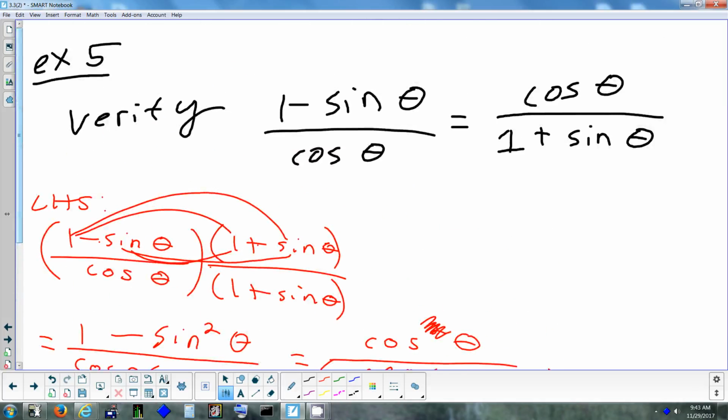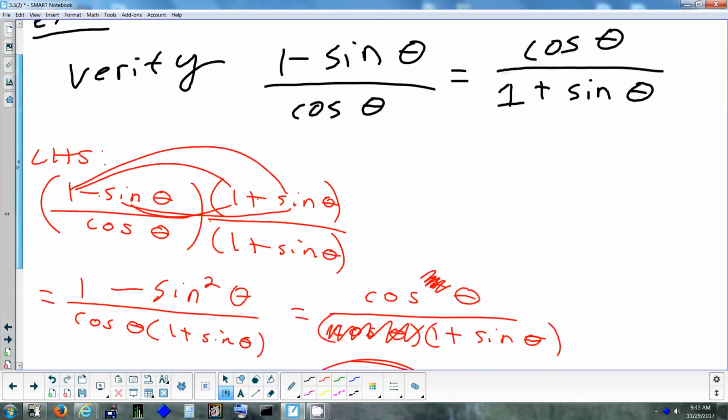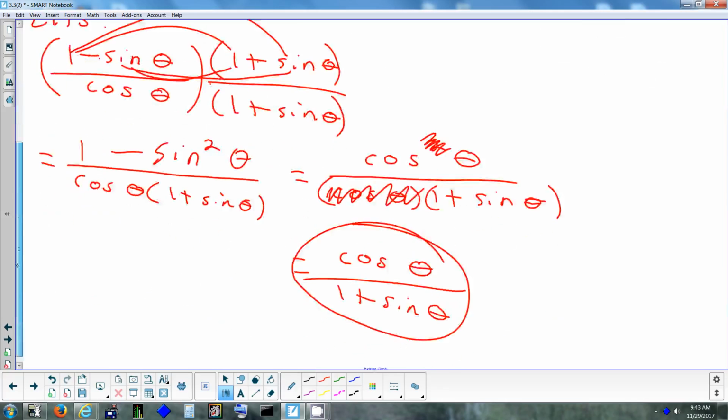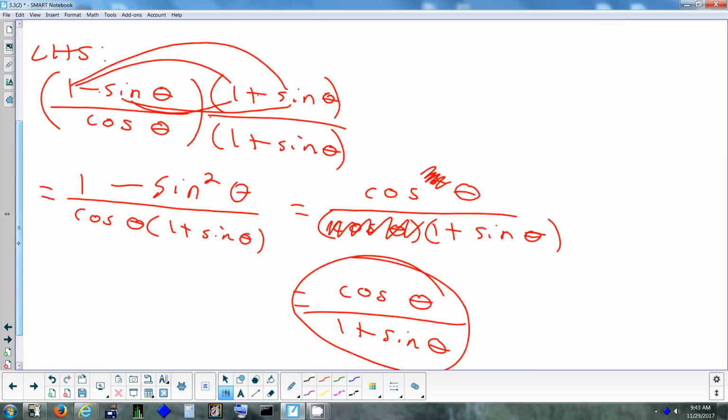Had you started with the right-hand side, you would have multiplied top and bottom by 1 minus sine, and it would have turned into the left. So that's that structure. That's a very common type of problem, and you'll probably see one of those on the test. 1 minus something in the top, and then 1 plus something in the bottom. But that's it. Any questions on that?